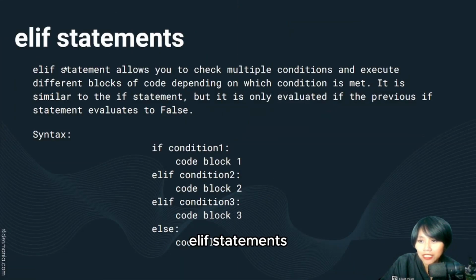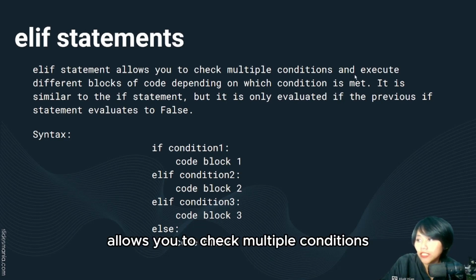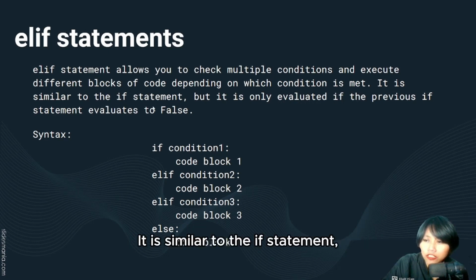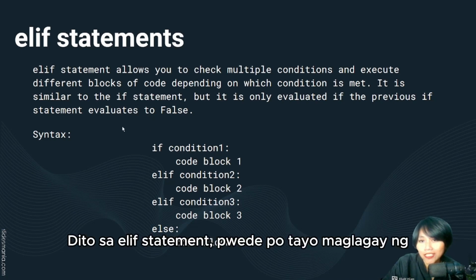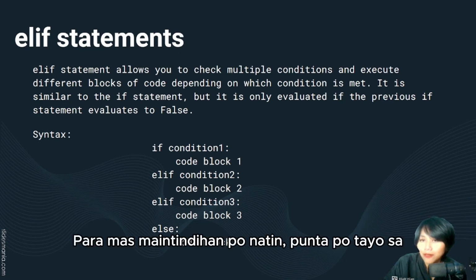Elif statements. Elif statement or shortcut ng else if allows you to check multiple conditions and execute different blocks of code depending on which condition is met. It is similar to the if statement, but it is only evaluated if the previous if statement evaluates to false. Dito sa elif statement, pwede po tayo maglagay ng 3 or more conditions. Tulad ng dito sa syntax nito, if condition 1, elif condition 2, elif condition 3, and yung else. Para mas maintindihan po natin, punta po tayo sa PyCharm.